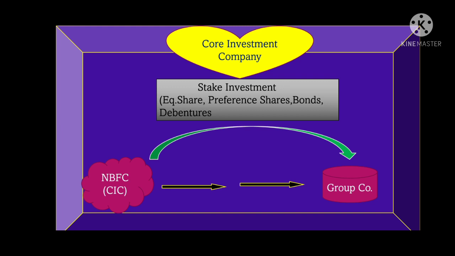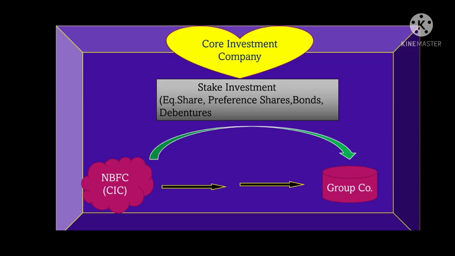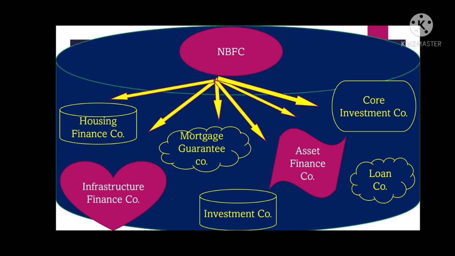Now let's move backward to the same. Now we will talk about the NBFC, meaning the IFC and the AFC. Now what is this? Let's begin. These are the basic types of NBFC: housing finance companies, infrastructure finance company, mortgage guarantee company, investment company, asset finance company, core investment companies, and loan company. These are basically the types of NBFCs. But here, those which can avail ECB up to $750 million are the infrastructure finance company, the core investment company, and the asset finance company. These three types of NBFC can avail ECB up to $750 million.